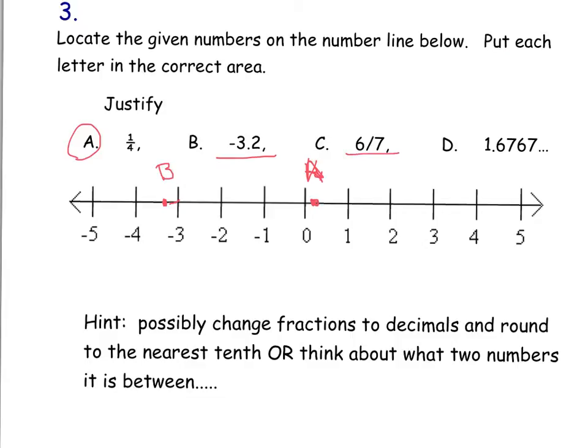6/7. We could certainly change that into a decimal. You should know how to do that. But a real easy way to get it on the number line is 6/7. 7/7, you know, is 1 whole. So it has to go a little bit before that 1. So right there, approximately. And 1.67 repeating can be rounded to 1.7.